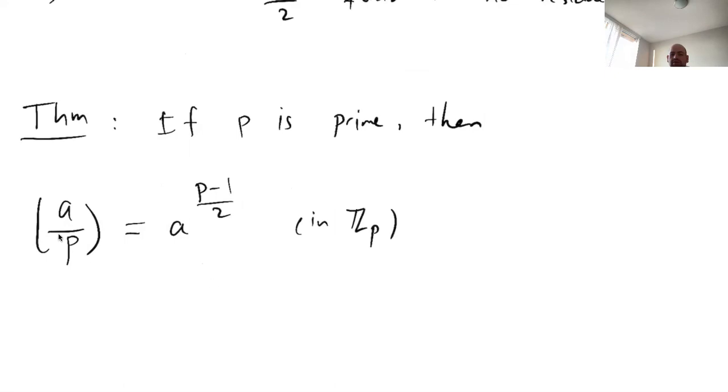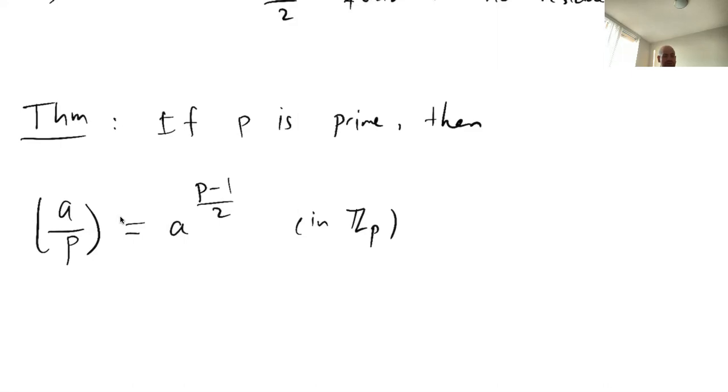A over p, the Legendre symbol, if you remember, we said it's just a symbol, just a notation in number theory. How is it defined? It's defined to be 1 if a is a quadratic residue, and minus 1 if a is a quadratic non-residue. And we are saying that this is equal to a to power p minus 1 over 2.